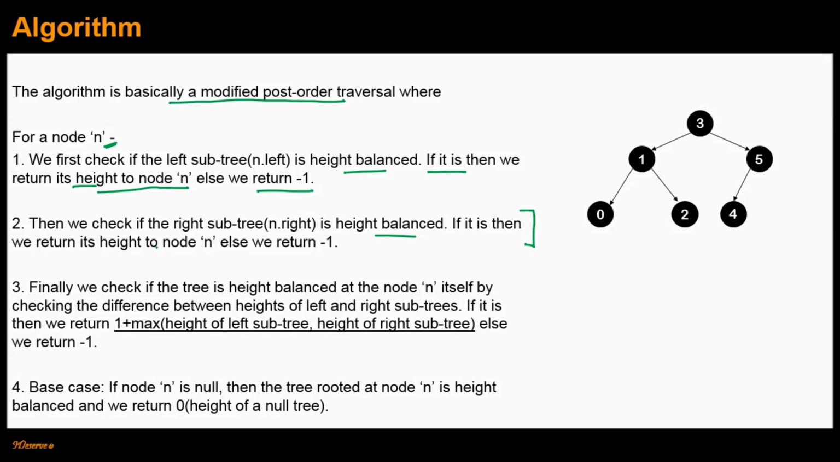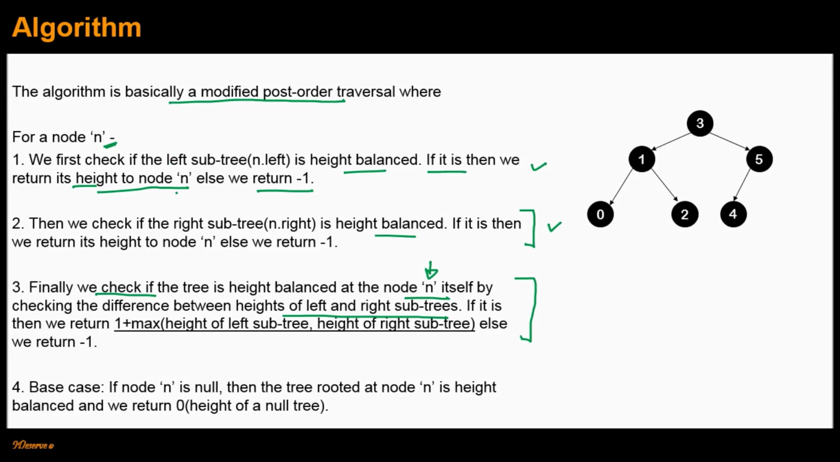Similarly, in step number 2, we check if the right subtree is height balanced. If it is, then we return its height to node n or calling function. Otherwise, we return -1. Now, once we conclude that the left subtree of node n and right subtree are height balanced, in step number 3, we check if the tree is height balanced at the node n itself. How do we do that? We check the difference between heights of left and right subtrees. If this difference is less than or equal to 1, then we say that the tree is height balanced at the node n itself. Now note that in step number 3, we require the height of left and right subtrees, and we get that from step number 1 and step number 2 respectively.